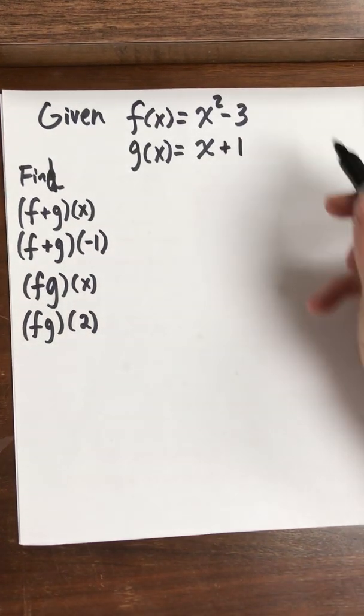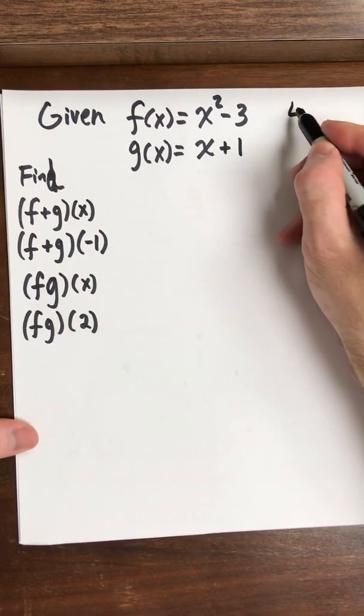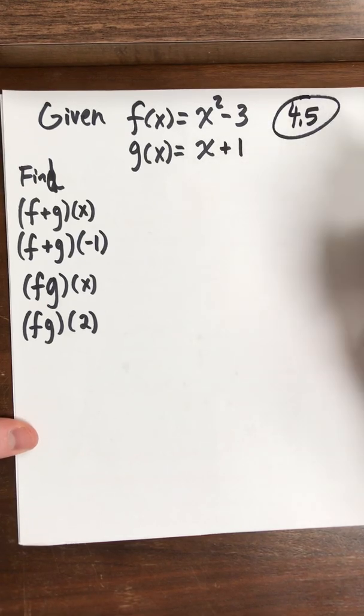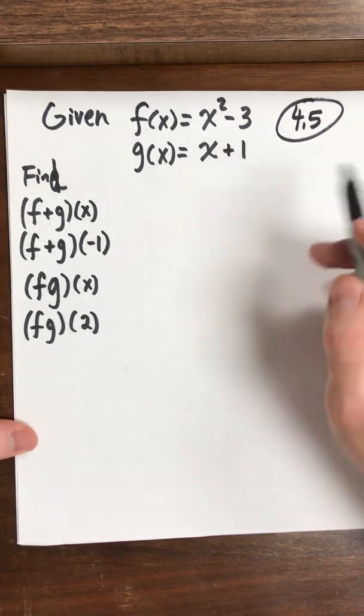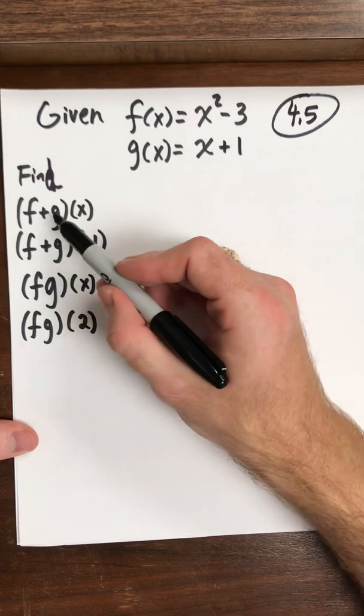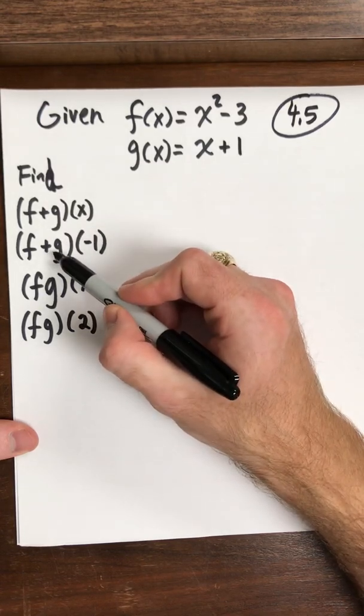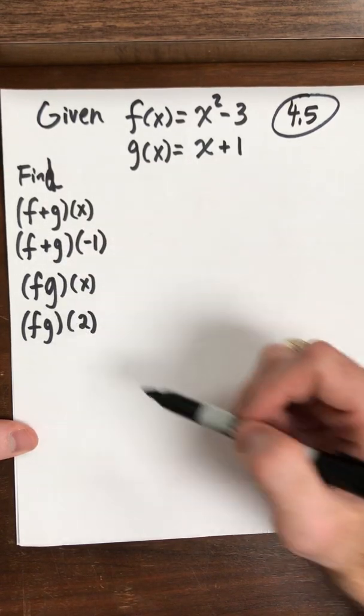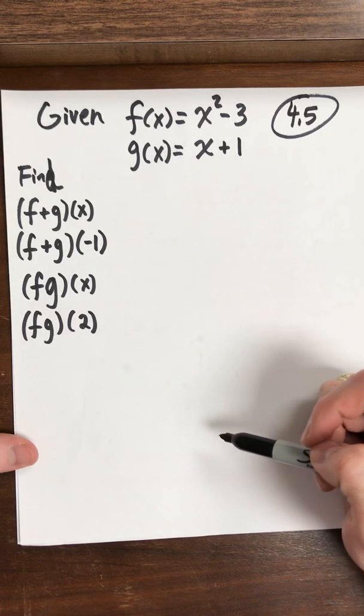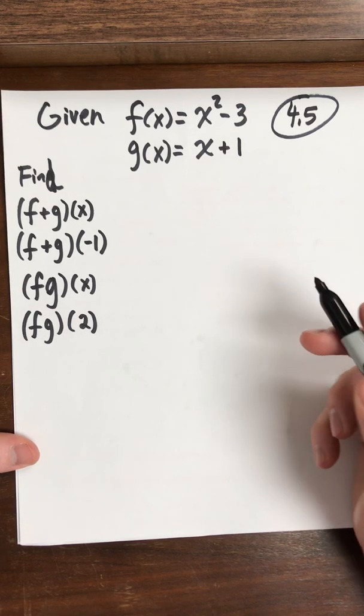Okay, so this is section 4.5, and I'm given two functions here, and I'm asked to find the sum of those functions, and then I'm asked to find the product of those functions there, okay? So here's what I'm going to do.